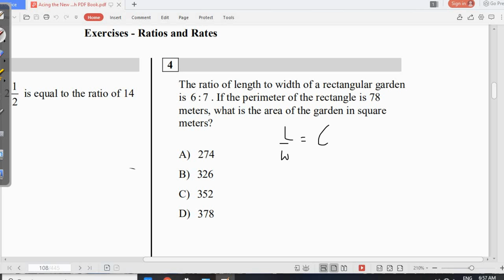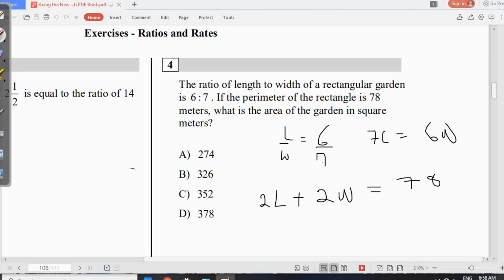So that's 6:7. If the perimeter of the rectangle is 78, that's the length, 2 length plus twice the width gives you 78. What is the area of the garden in square meters? So we just crisscross this: 7L is equal to 6W.